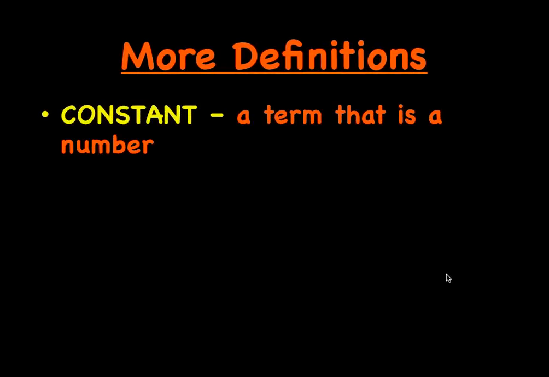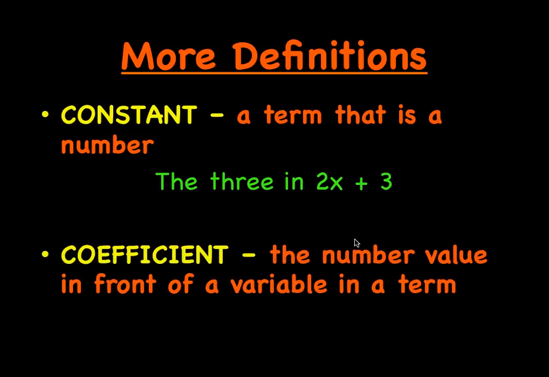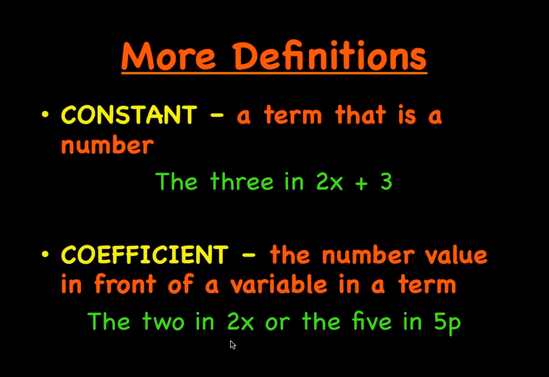We also need to talk about constants. A constant is a term that is a number, usually a whole number. A constant, for example, would be the 3 in this expression here, 2x plus 3. The 3 is the term that is just a single number without a variable attached. Another definition would be a coefficient, and this is the number value that sits in front of a variable within a term. For example, the 2 here in 2x is the coefficient, or here with 5p, the 5 would be the coefficient.